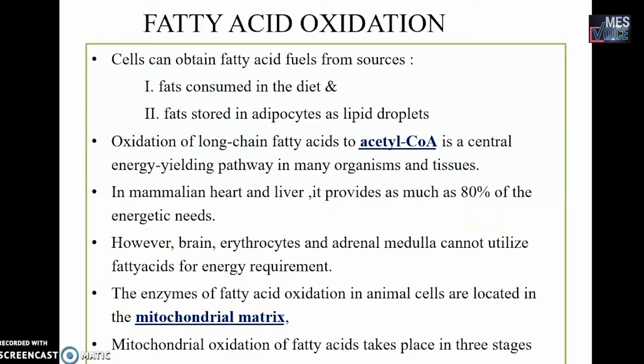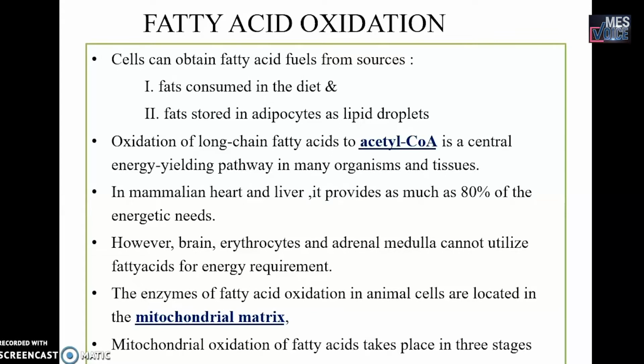Cells can obtain fatty acid as fuel from two sources. One is through the fats consumed in the diet and the other source through the fats stored in adipocytes as lipid droplets. The fat obtained via these two sources undergo digestion to release fatty acids.